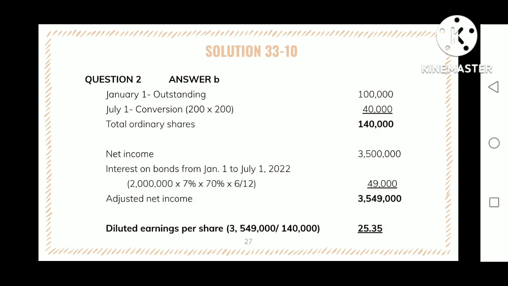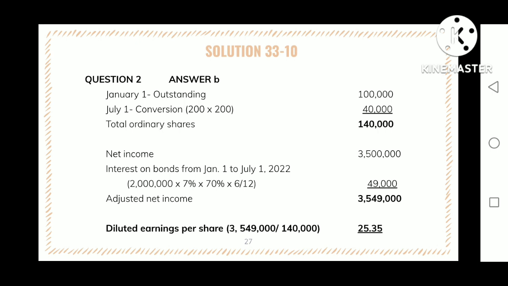For diluted earnings per share, ito yung solution. So again, may outstanding na tayo na 100 ordinary shares since January 1. Then on July 1, yung bond conversion. As a rule, hindi na natin kailangan pang i-average yung bond conversion because yung bond ay outstanding na since January 1. So 200 times 200 is equal to 40,000. The total ordinary share is 140,000.